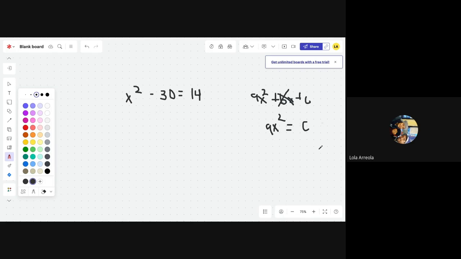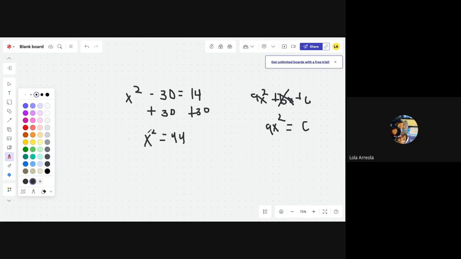I'm going to get all my c terms, so that individual number, all on one side together combined. So I'm going to add 30. Again, my goal is to isolate that x. So I want to get x by itself. So I have x squared is equal to 44.